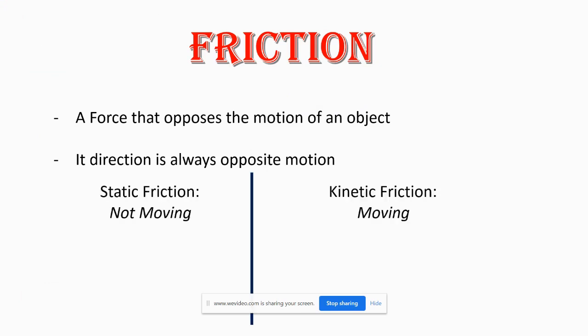This time we're talking about friction, and the force of friction. So friction, once again, is a force that opposes motion of an object. Its direction is always opposite the motion.